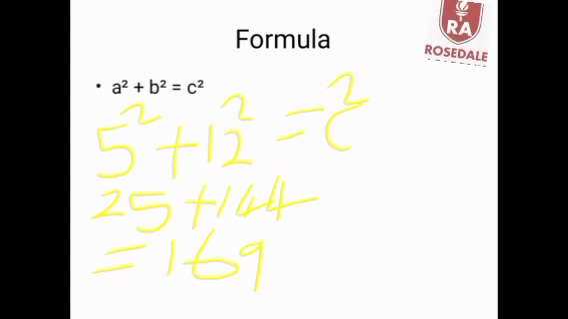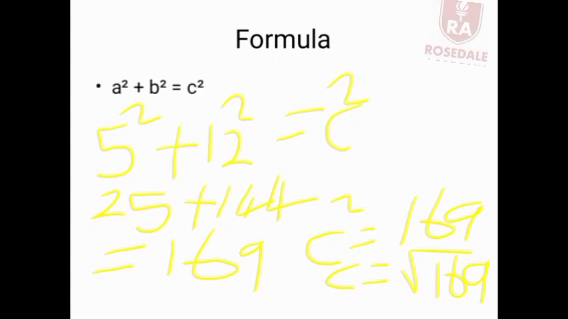No. Our c square at this point is going to now give us, our c square is equal to 169, please. Therefore, c will give us square root of 169. Who can tell me the answer? The answer is 13. So this is our answer.